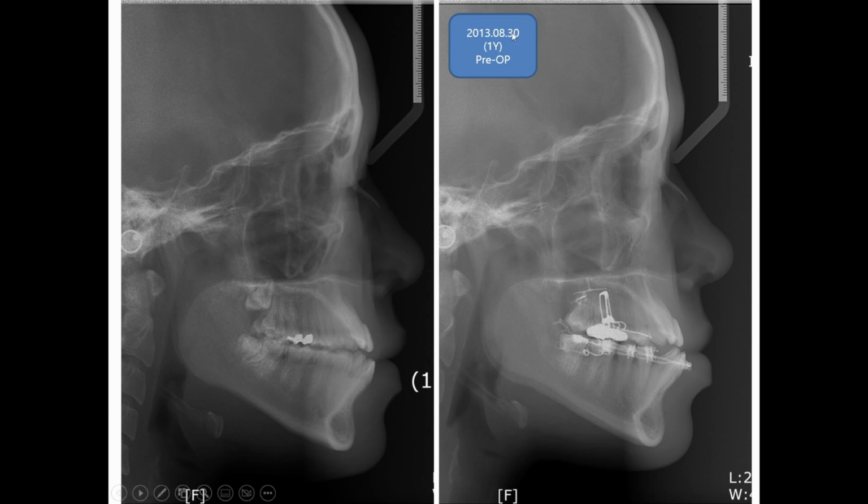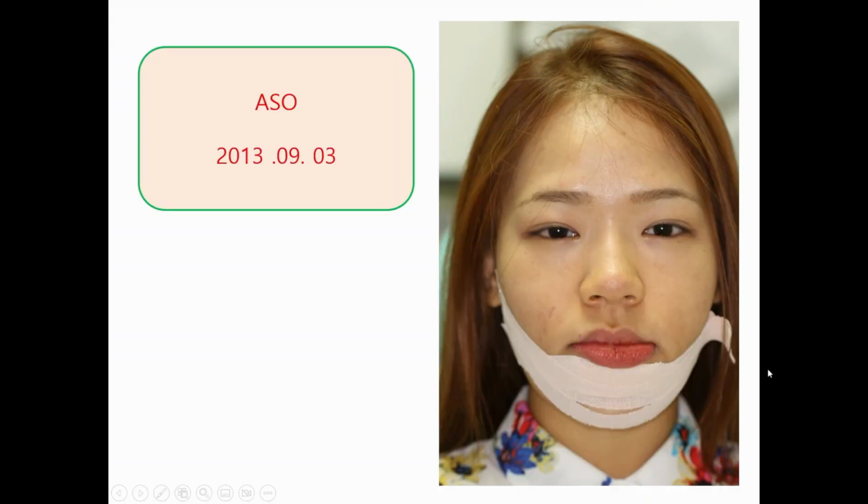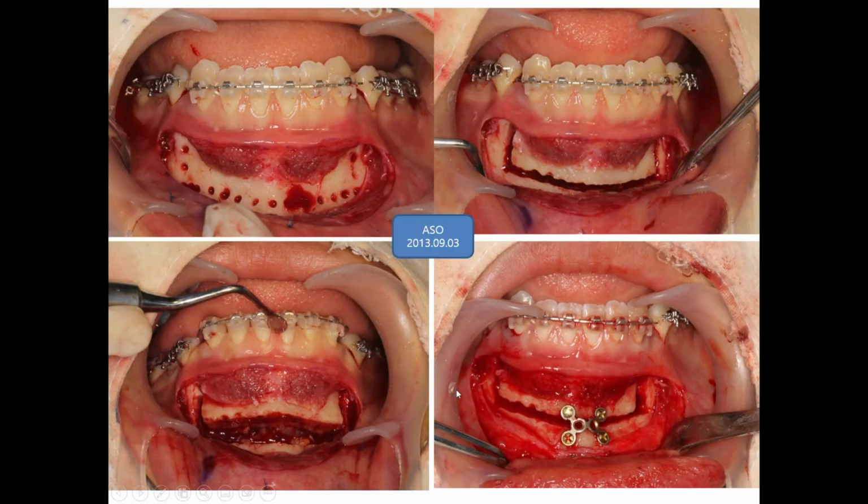He spent 1 year to move the whole teeth back, okay? And create space around here. And then ASO and bandage. Look at this, this is another student approach.